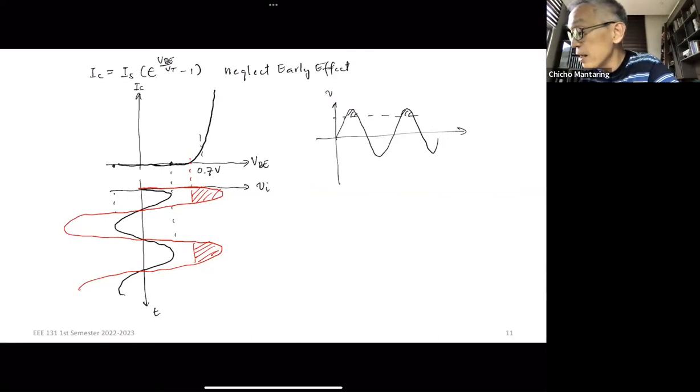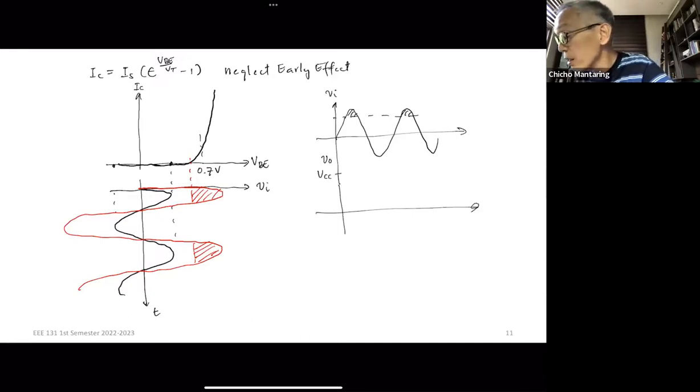So this is my VI. What will my VO look like? Okay, so umpisa tayo sa VCC. It's going to be equal to VCC pag wala akong collector current. Tapos dito, tumataas yung collector current ko, bababa yung output ko. So ganyan. And then magiging VCC ulit siya, tapos dito bababa ulit.